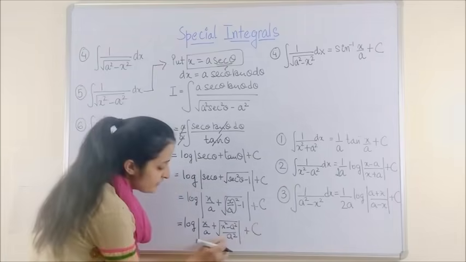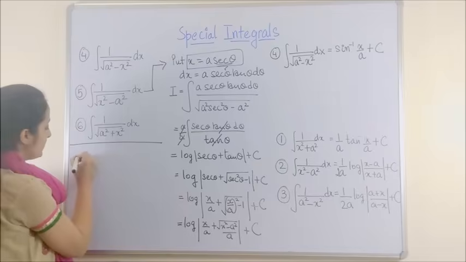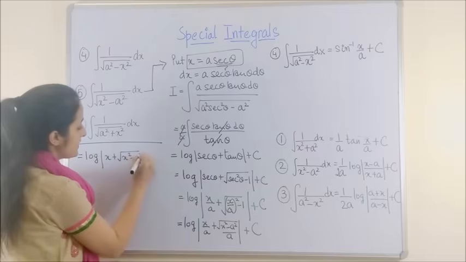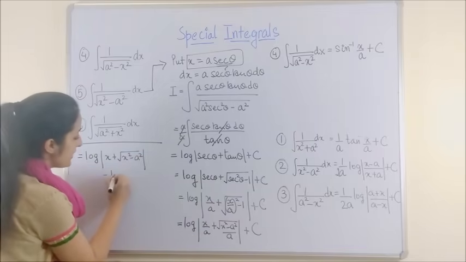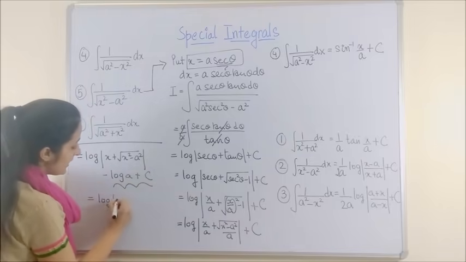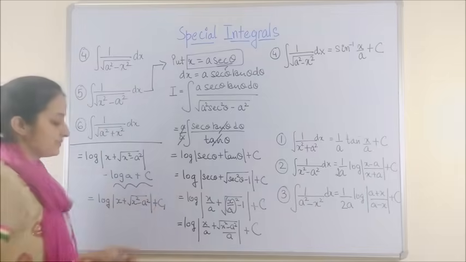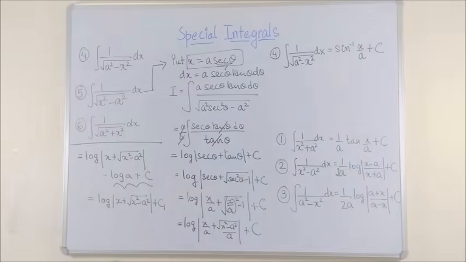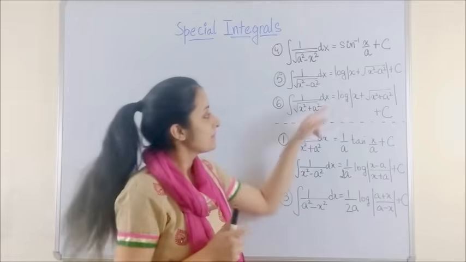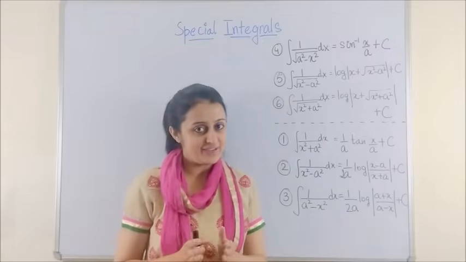Now if you look at it, if I remove the square root sign from here, it is only a. So we can combine the two. This becomes log mod of x plus under root of x square minus a square. This could be taken out as minus log a plus c. I can combine the two and the final answer becomes x plus under root of x square minus a square plus some c1. This is the answer. Likewise for the sixth one, when you put your x as a tan theta, you would end up getting this answer. So these are the 6 special integrals that we have.